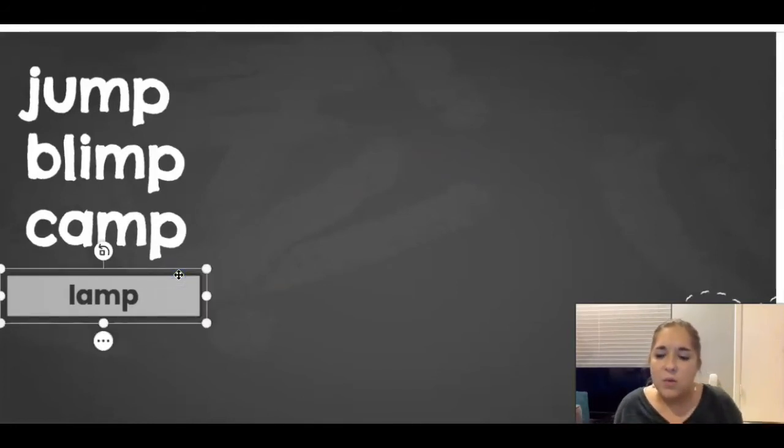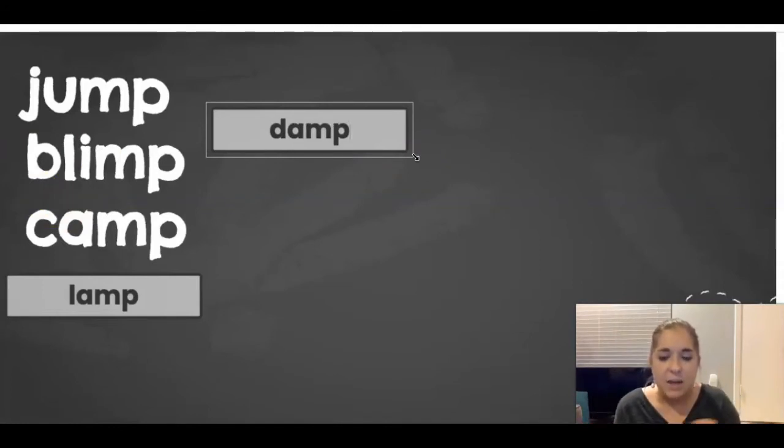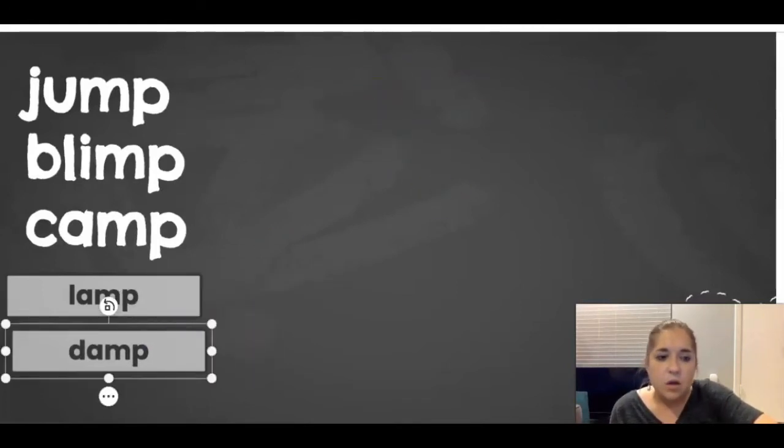So the reason that we're learning consonant clusters and the sounds that they make is because it will help you when you're writing to be a better speller and to be able to sound out and spell words correctly. So again, if I wanted to spell the word damp, amp, I hear an M and a P, and I know that it's MP put together as a consonant cluster. Now I have other consonant clusters as well.